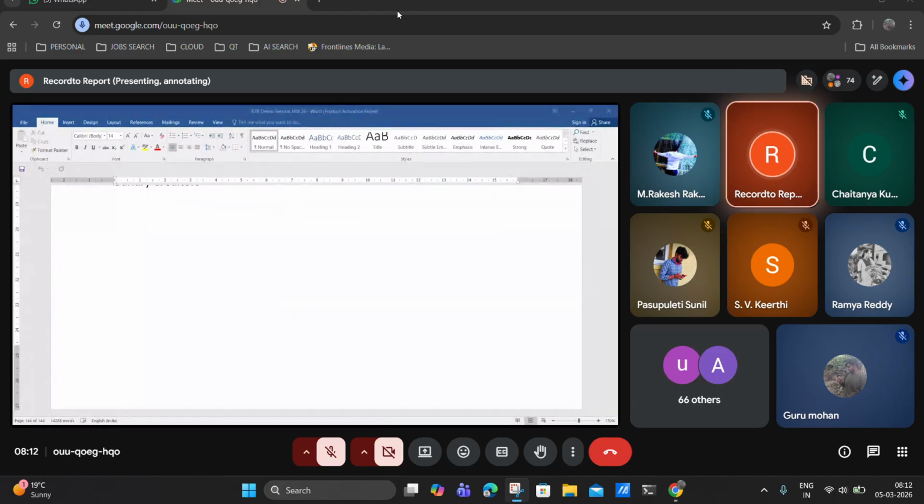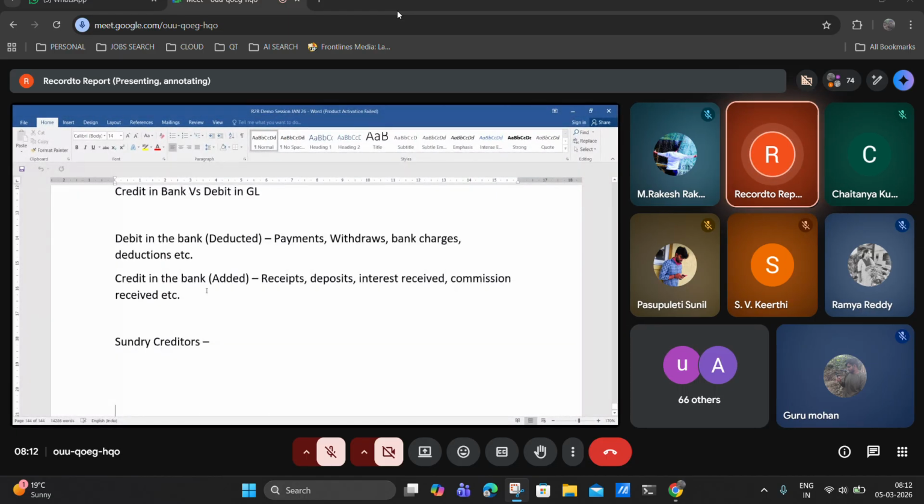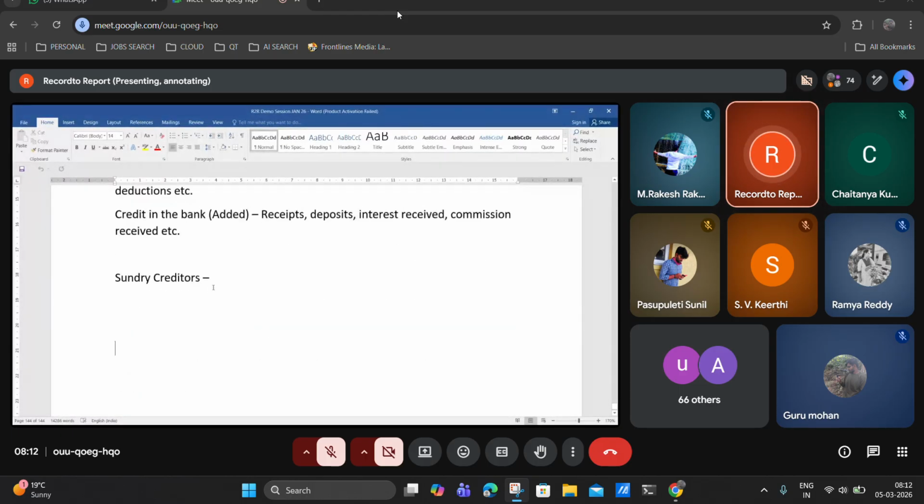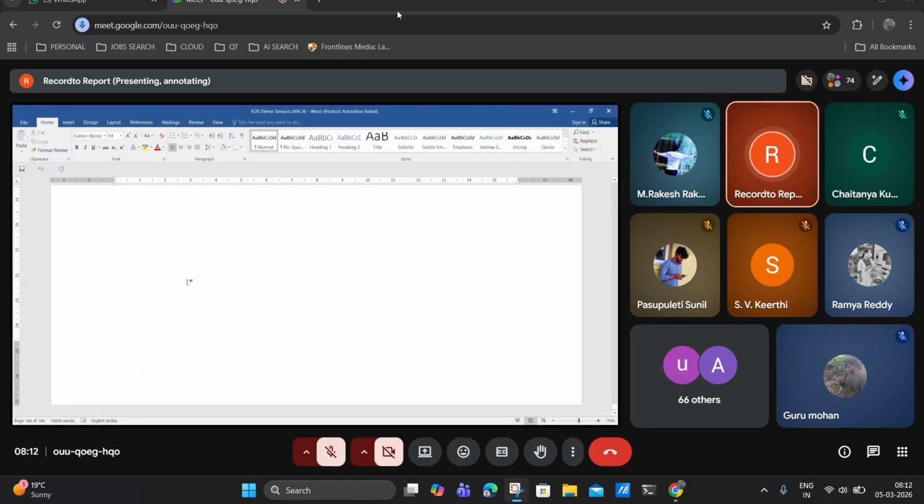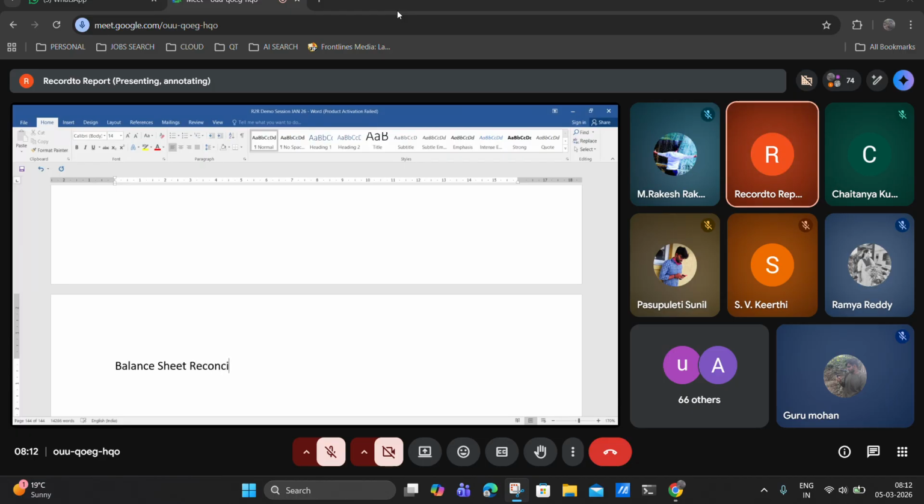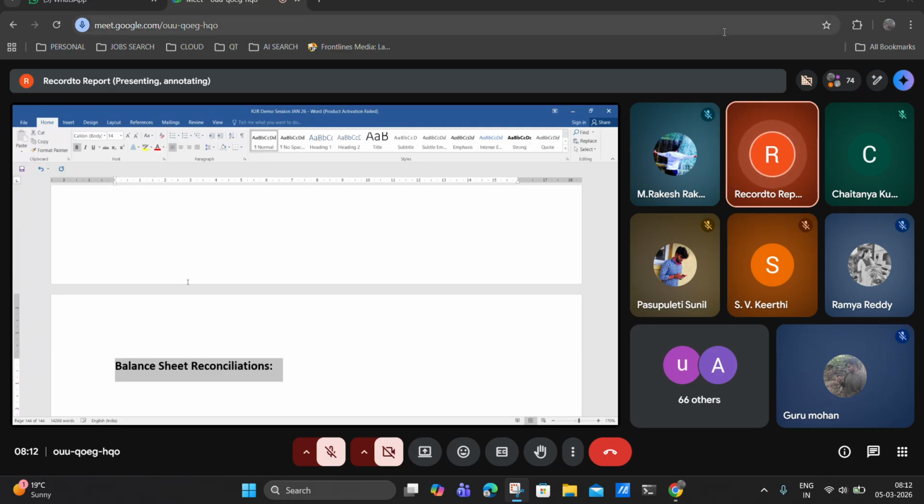Okay, guys. In the previous session, we discussed the bank reconciliation process. Today, let's discuss balance sheet reconciliations. Okay, so balance sheet reconciliations. Before understanding that, understand what a balance sheet is.